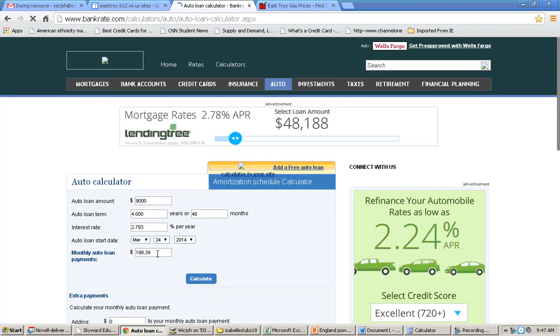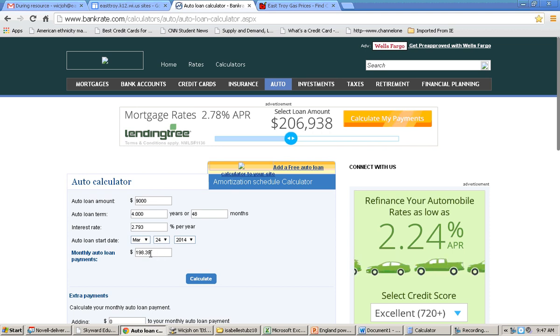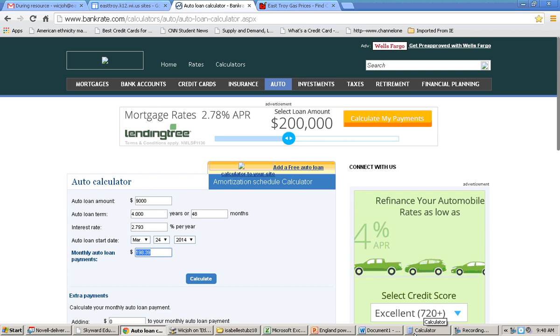And then calculate your monthly payment. In this case, my monthly payment for my $9,000 vehicle will be $198.39. Again, put that over to your spreadsheet.